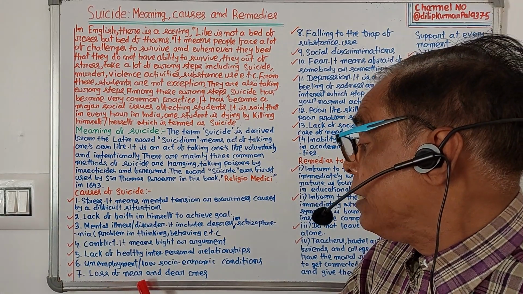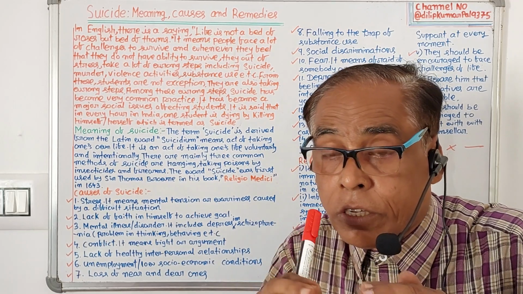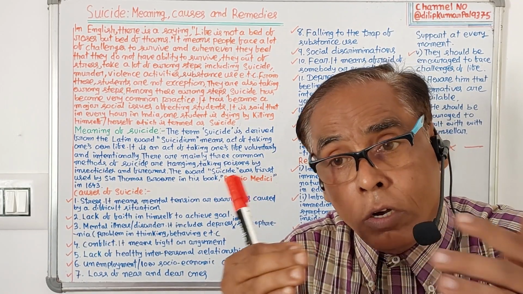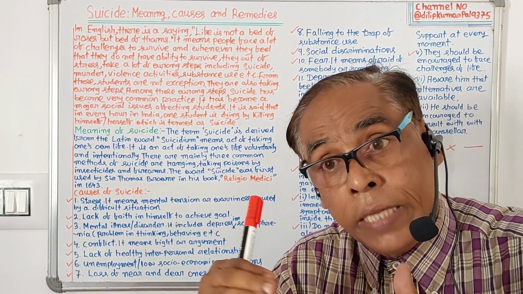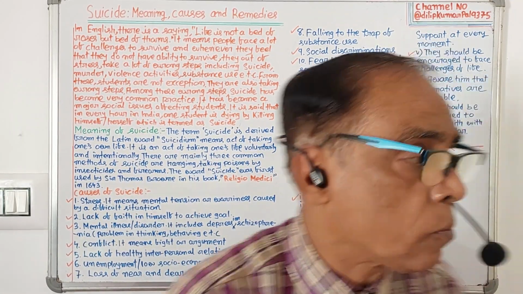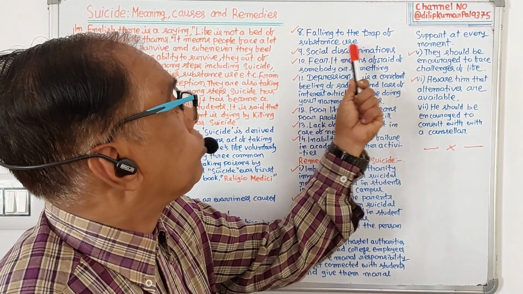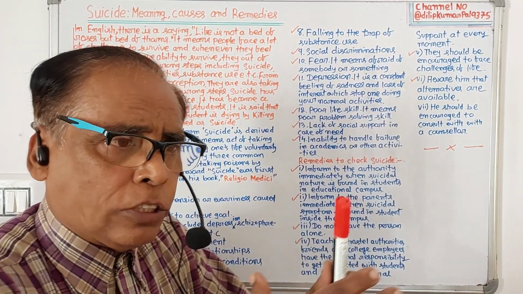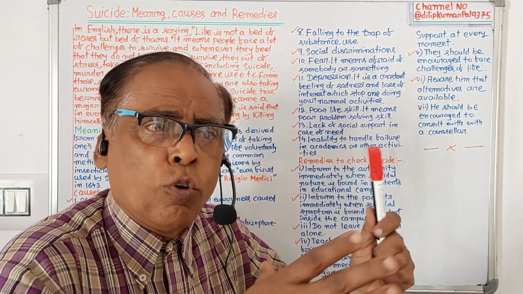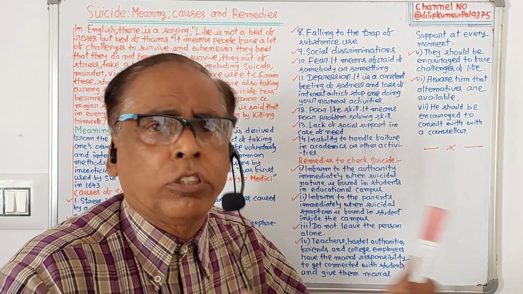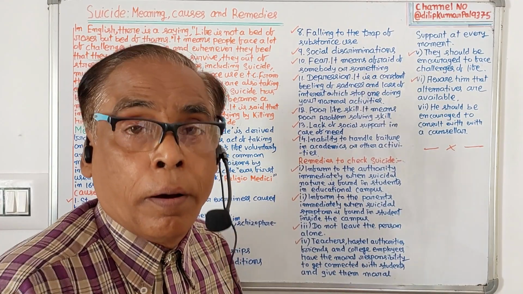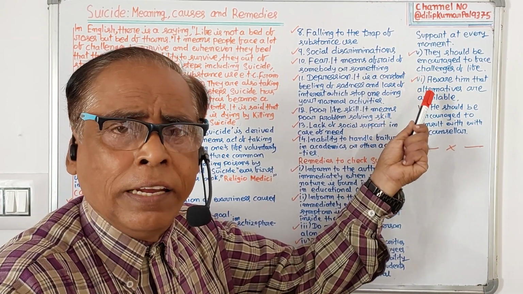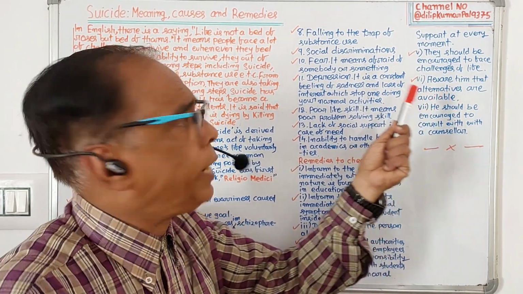Then, loss of near and dear ones. Whenever a person loses his closer persons, near and dear, their absence forces him to commit suicide. Then, falling into the trap of substance use. Whenever a person is trapped by substance use, whenever a person feels that he will not be free from the use of liquors and drugs, at that time he also commits suicide. Then social discrimination. Whenever a person is discriminated against socially, at that time he also opts to commit suicide.